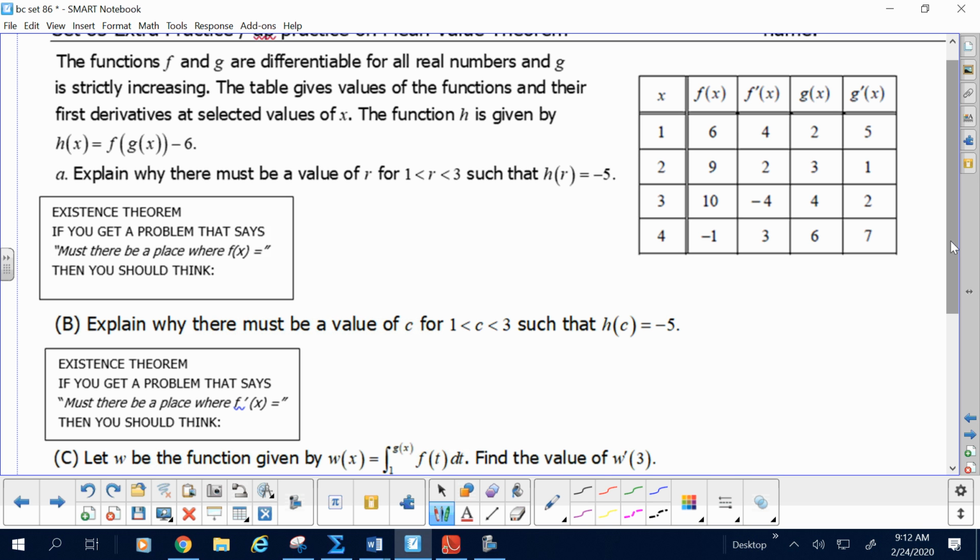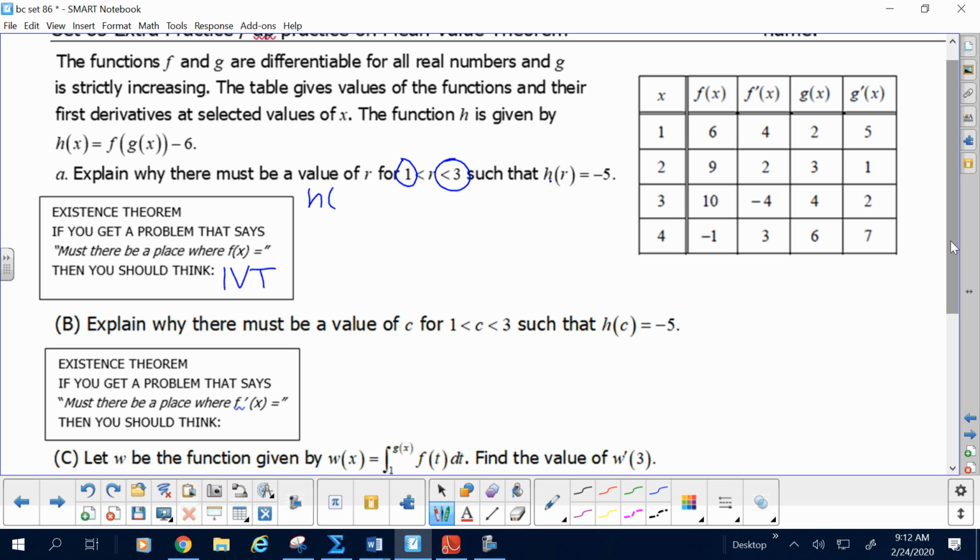All right. So, in this case, why must there be a value of r such that h of r is negative 5? There isn't any h here. If you see that there should be a place where the function takes a value, you should think IVT. Now that's great, but you don't have any h values. So what should you do? You should get some h values. Try h at what? Because they're talking about endpoints of 1 and 3, you should probably find h at 1 and h at 3.